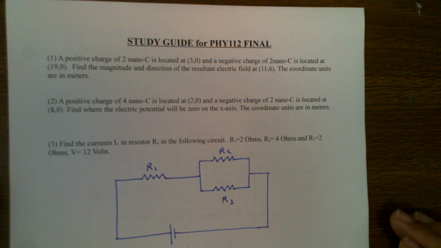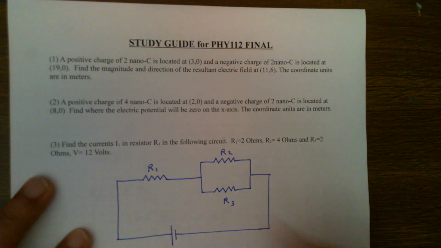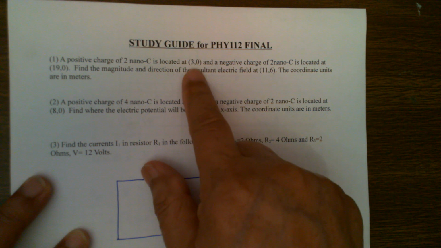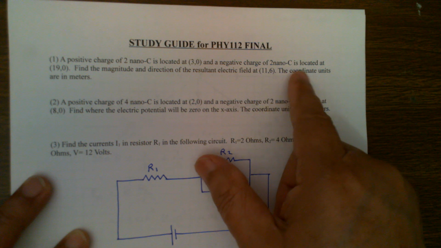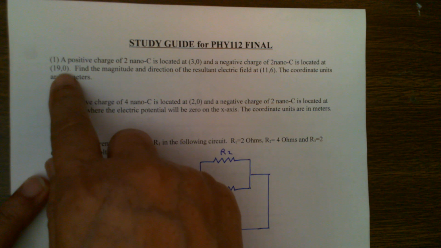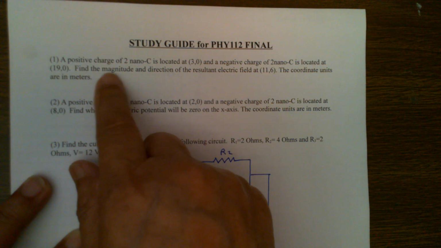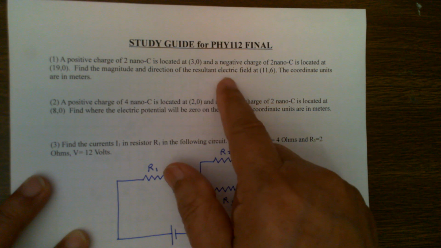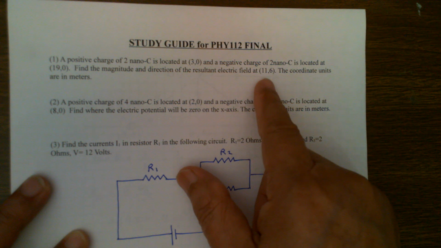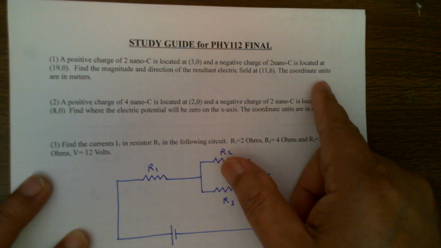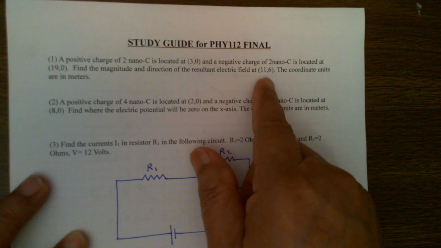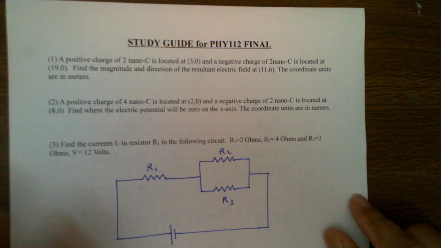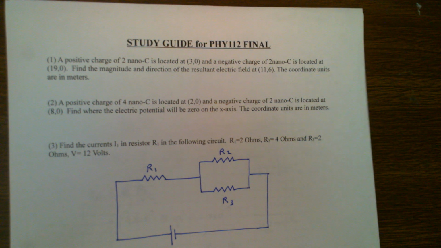Let me read the first problem for you. A positive charge of 2 nanocoulomb is located at (3, 0), and a negative charge of 2 nanocoulomb is located at (19, 0). Find the magnitude and direction of the resultant electric field at (11, 6). The coordinate units are in meters. So these (3, 0), (11, 6), etc. are given in meters. All right? So we want to find the net electric field.